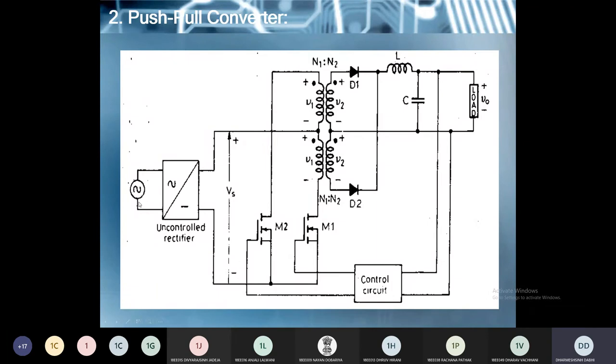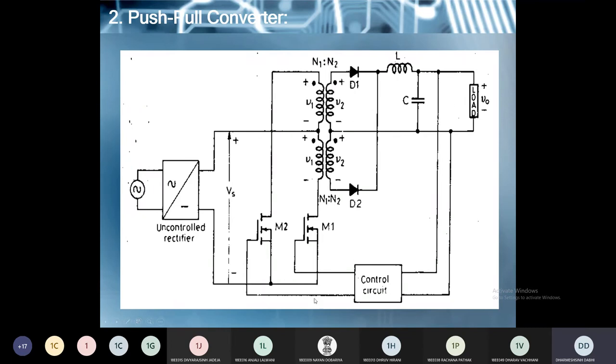So again here 230 volt 50 hertz AC is converted to DC by using the uncontrolled rectifier. So here you get the DC, and this DC voltage is applied to this inverter, which is made by switches M1 and M2, which convert this DC into high frequency AC, and then this high frequency AC is transferred to the secondary side. Here we use D1 and D2, which act as a rectifier. They rectify the high frequency AC into DC, but the DC contains high frequency components. So this is filtered out by using this LC filter. So at the output of the filter, you get pure DC across the load side.